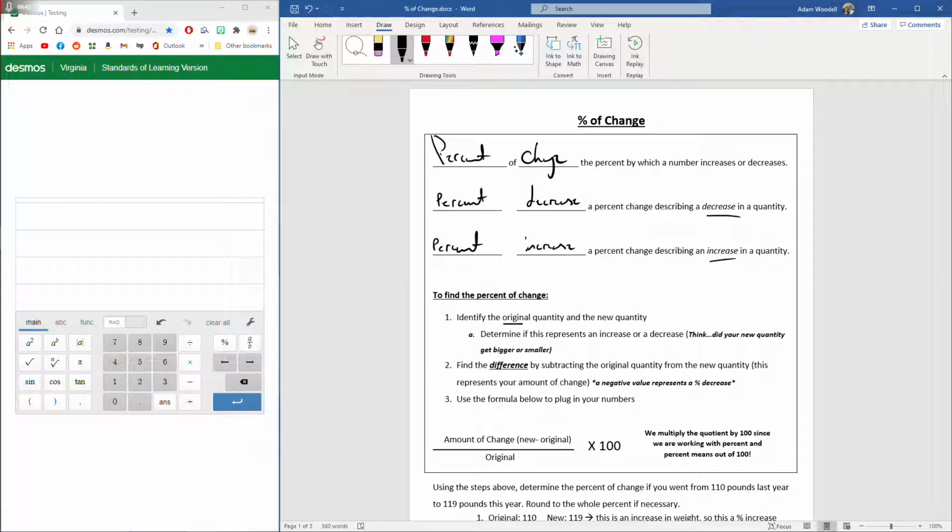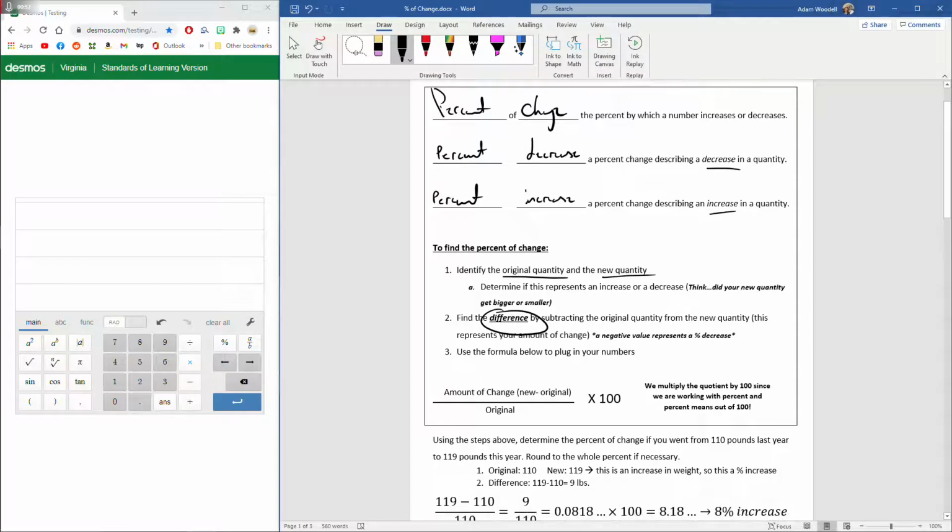So you find the original quantity and the new quantity. You'll find these in the problem. You're going to find the difference. Remember, difference means subtract. And then we're going to turn that number into a percent. So we have this formula. We find the amount of change. We divide that by the original amount, and then we're going to multiply it by 100.